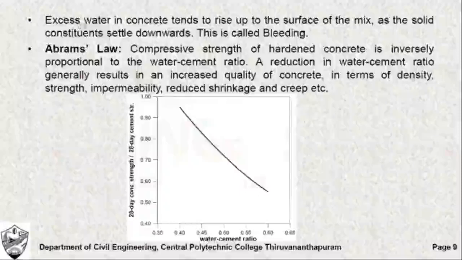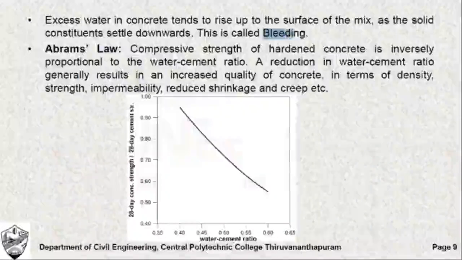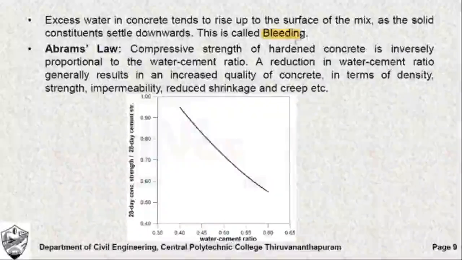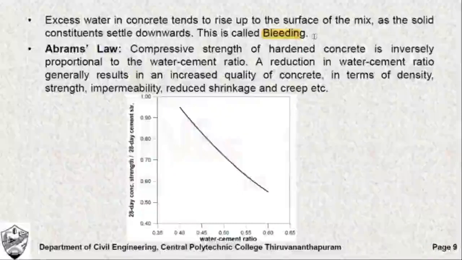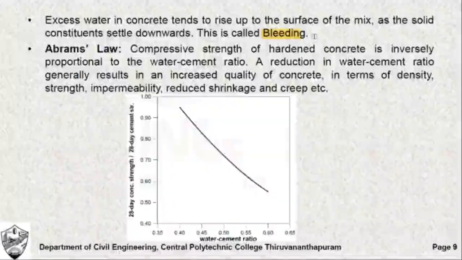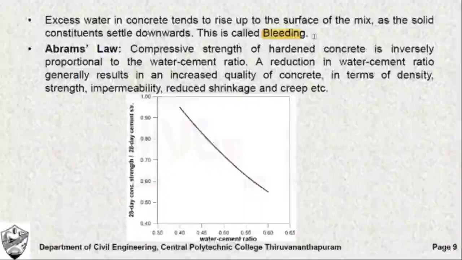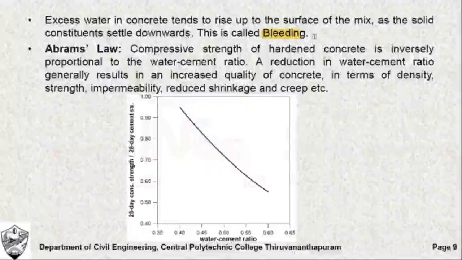The presence of excess water in concrete can cause what is known as bleeding. Bleeding is what is generally observed once you complete the process of concreting. You see the water coming up to the surface of the concrete structure once it is casted and remains there. This is known as bleeding.